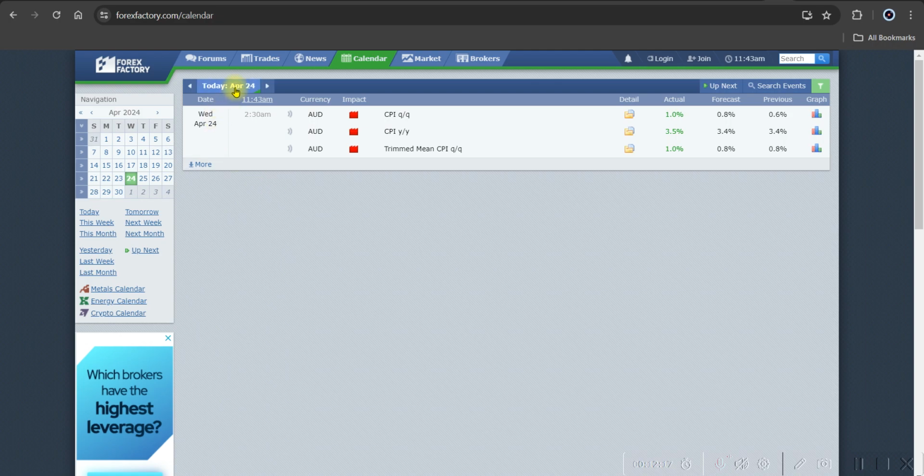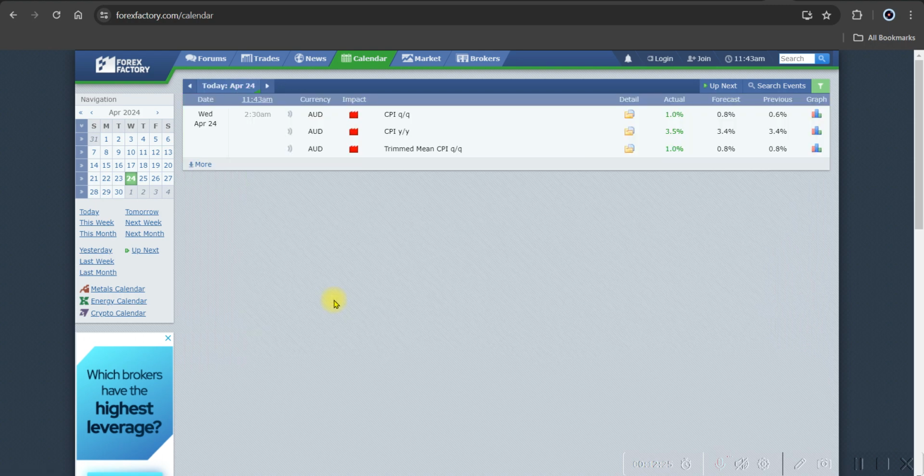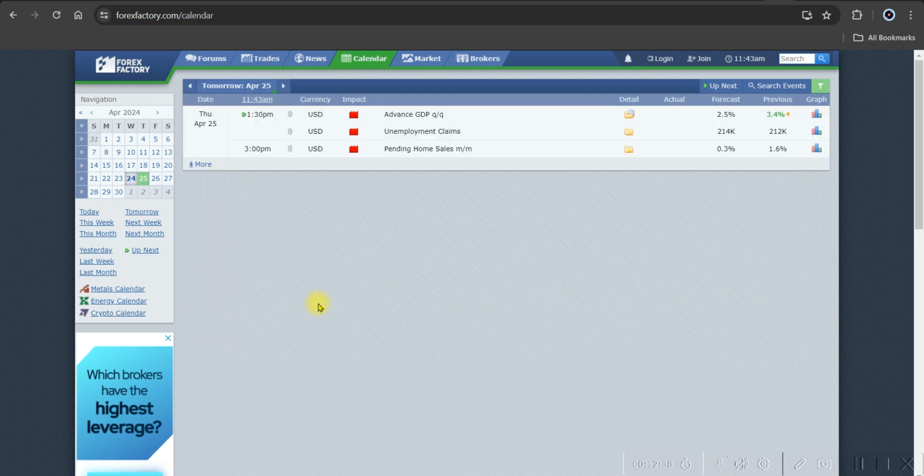So the next thing to do is I'm checking the high impact news for today. After clicking on today, then I apply the setting. So these are the news I'm expecting, the high impact news I'm expecting for today. So you can actually also check for tomorrow. On this particular day, you check, then you apply the setting. It's going to give you the list.